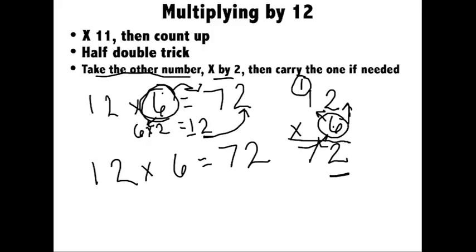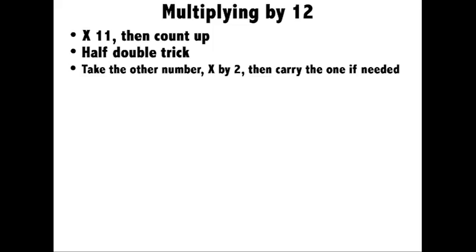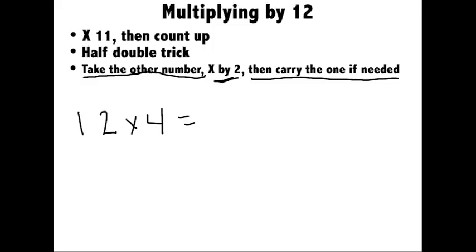Let's do one more trick. In this example, I'm going to do 12 times 4. I'm picking 4 because of the third part of our trick. It says only carry the 1 if needed. When multiplying 12 times 4, I'm going to start with this. I look at the other number and I multiply it by 2. Well, 4 times 2 equals 8. So this becomes my second digit in my answer, just like it did before in the other examples.